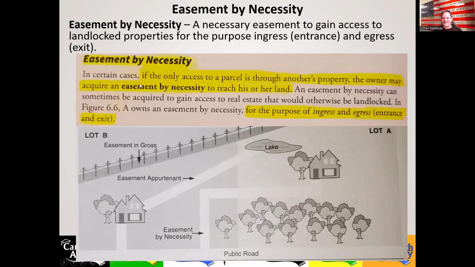Now, an easement by necessity is when it's necessary to gain access to a landlocked property. There's no other way to get to your property. An easement by necessity would be created because it's necessary to cross over someone else's property to get to yours. It is a type of easement that is used for the purpose of ingress and egress. Ingress means entrance, egress means exit. So here we go. Easement by necessity, a necessary easement to gain access to landlocked properties for the purpose of ingress and egress.